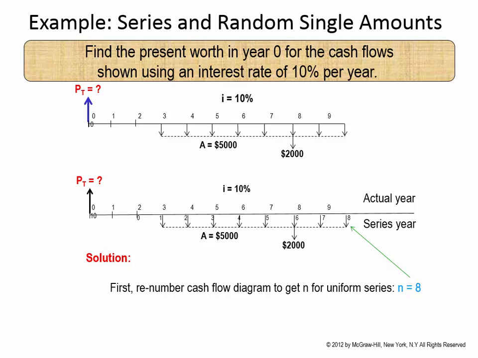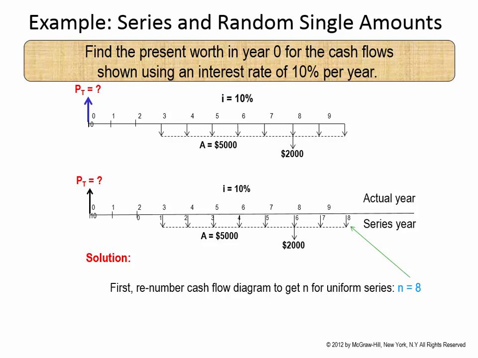And so in the solution, what we're going to have to do is take the annual series to this pseudo year 0, and then we know that's actual year 2. Take it from year 2 to the actual year 0. And then since this is a one-time amount of $2,000, we just take that directly from year 8 to year 0. We don't have to do 2 steps. We don't have to take it from pseudo year 6 to pseudo year 0.